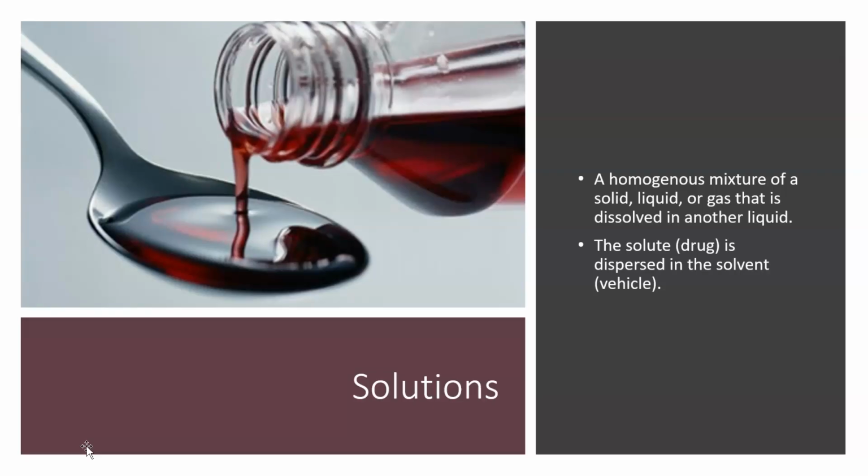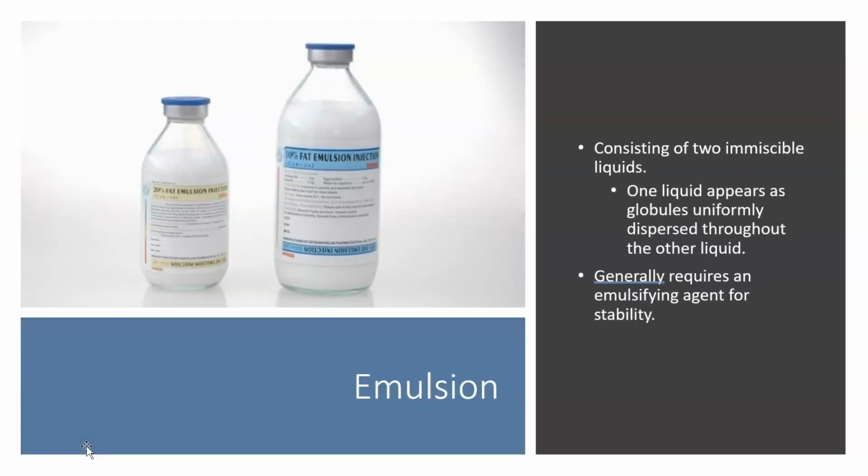Solutions are a homogeneous mixture of a solid, liquid, or gas that is dissolved in another liquid. So in the solution, the drug is dispersed in the solvent, which is the vehicle. Okay. An emulsion consists of two immiscible liquids. One liquid appears as globules, uniformly dispersed throughout another liquid. It generally requires an emulsifying agent for stability.